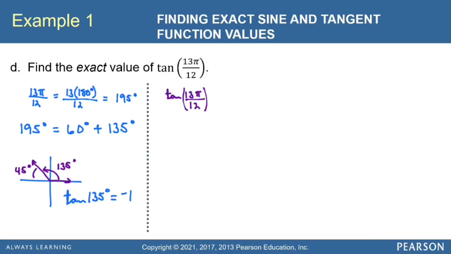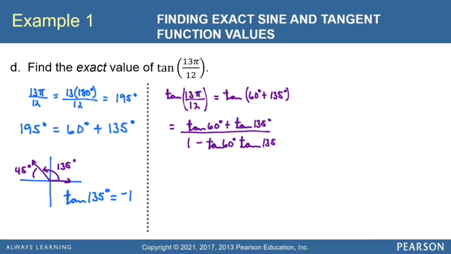Now let's plug into our formula. The tangent of 13 pi over 12, we are now going to think of as the tangent of 60 degrees plus 135 degrees. Using our tangent of a plus b identity, that will give us tangent of 60 degrees plus tangent of 135 degrees all over 1 minus tangent of 60 degrees times tangent of 135 degrees.